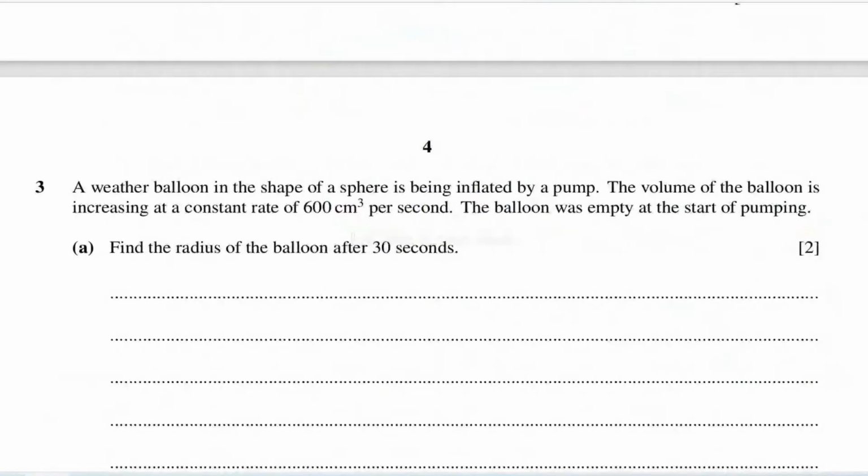Next, question number 3. A weather balloon in the shape of a sphere is being inflated by a pump. The volume of the balloon is increasing at a constant rate of 600 centimeter cube per second. The balloon was empty at the start of pumping. Find the radius of the balloon after 30 seconds.